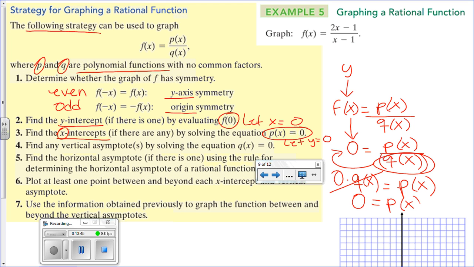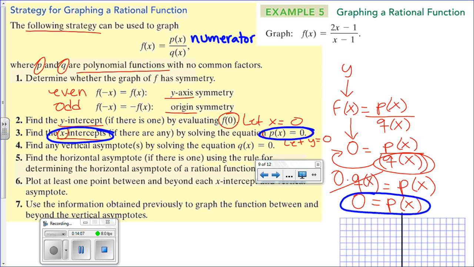And so that is why the strategy that we have here to find the x-intercepts is being reduced to just solving this equation. So you set p of x, which is in this case representing the numerator, equal to 0. So you take the numerator, equal it to 0, and then you solve for x. That is just a little shortcut.